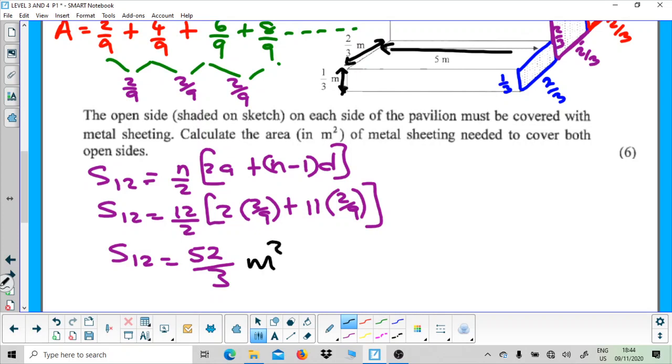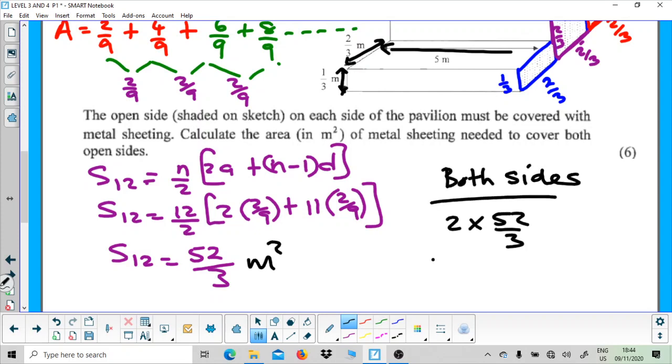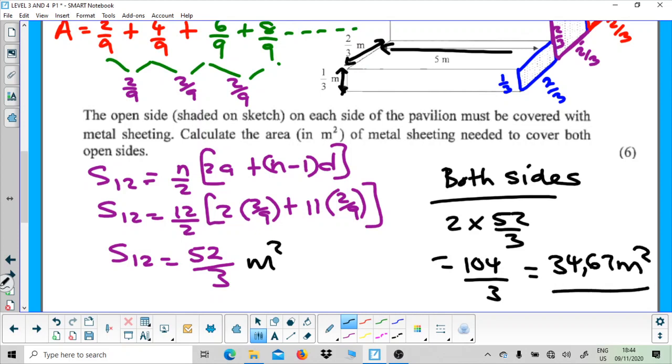But do we have one side of the steps here? We're covering both sides, can you see? So if you want the area of the metal needed, you have to multiply that by 2. So for both sides, you have to say 2 times 52 over 3. And what is that answer? 104 over 3. What is this to 2 decimal places? 34.67 square meters.